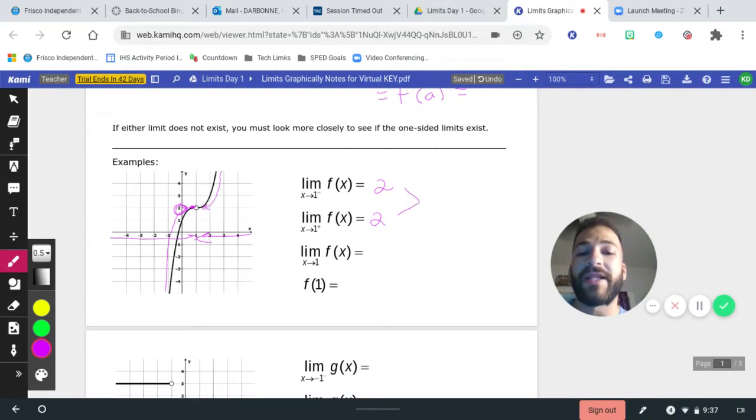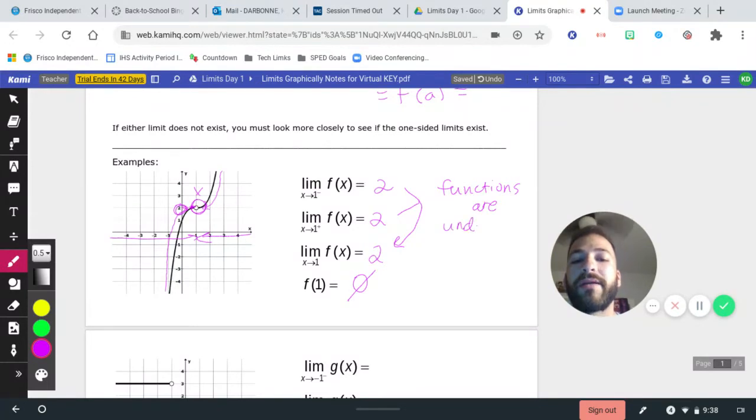Now, since the limit from the left and right were 2, that means the overall limit does exist and it is equal to 2. Now, conversely, if I ask what f of 1 is, so if I ask what the actual value of the function is, is there a point right here? No, there is not a point right there. So we would say undefined.